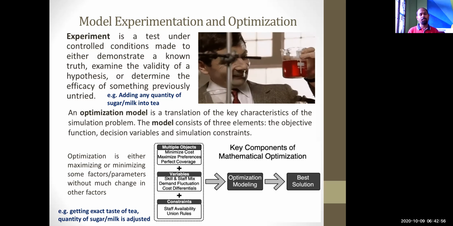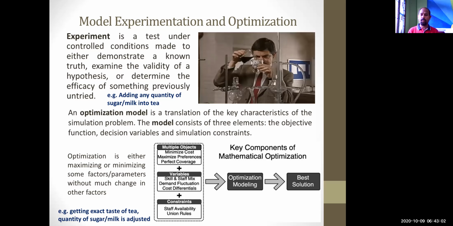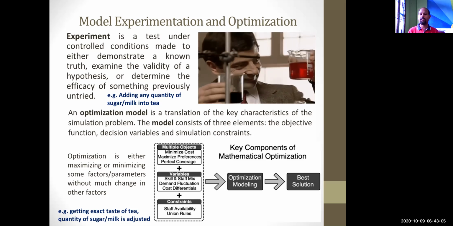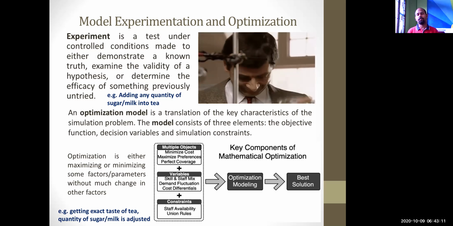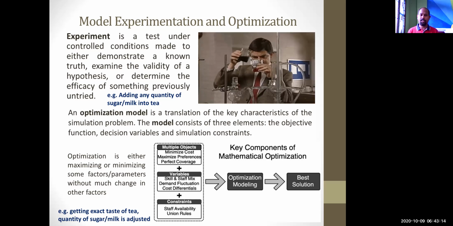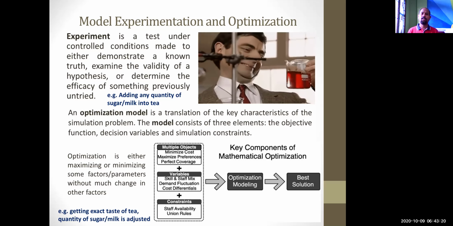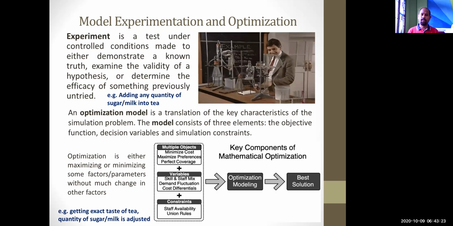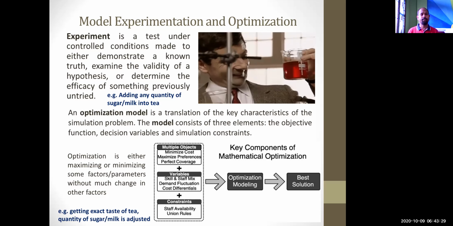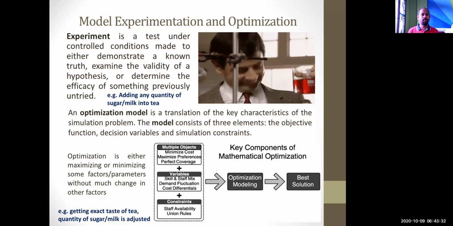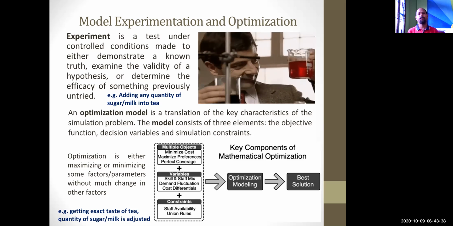something different. An optimization model is a translation of the key characteristics of the simulation problem. The model consists of three elements: the objective function, decision variables, and simulation constraint. Optimization ultimately may be a minimizing approach or a maximizing approach. Maximizing means, for example, the efficiency of any model, the efficiency of any simulation, must be maximized, whereas time cannot be maximized. Time must be minimized.